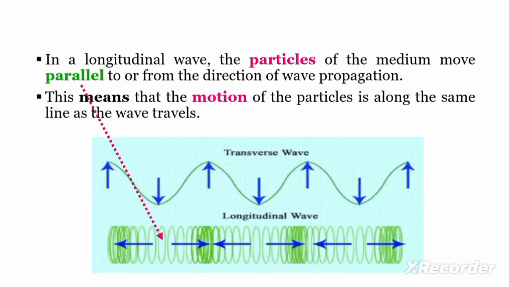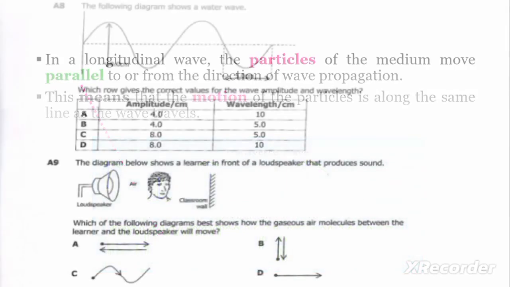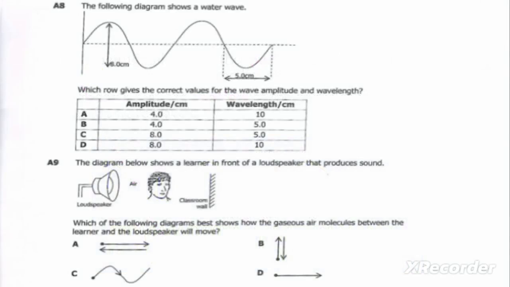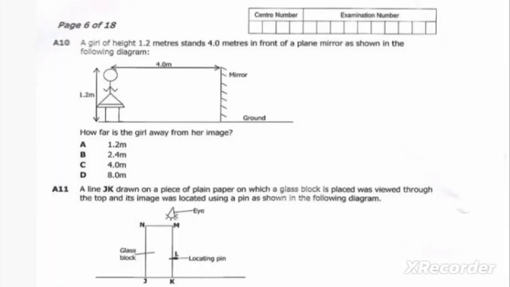So we have longitudinal here. We can see that the particles of a longitudinal wave are propagating parallel to the direction of the wave. So therefore, the one that is showing parallel propagation here is A. So A is showing parallel movement of the particles. We are done with this question. Let us move to the next question, which is question A10.